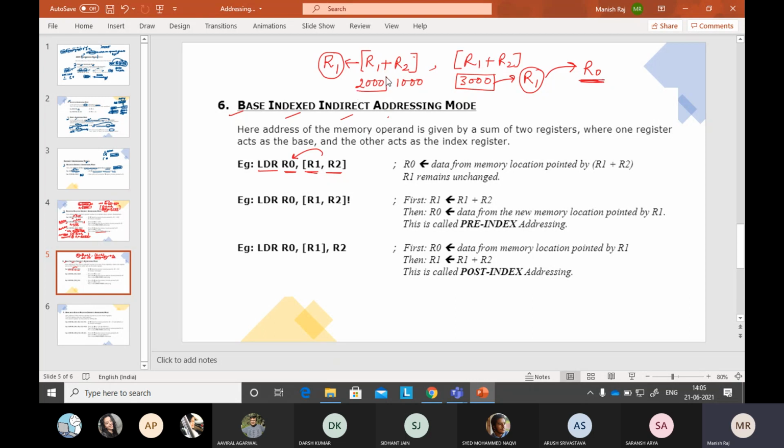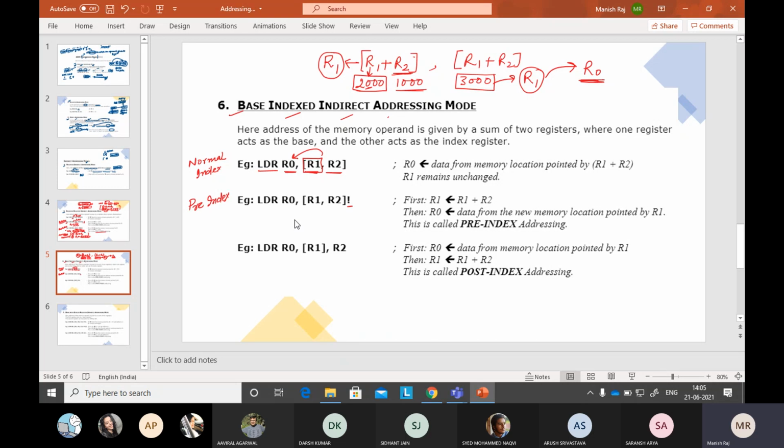Here again the value of this R1 will not change. So this is the normal index thing. Again the value of R1 will not change, so if 2000 is at the start, it will remain 2000. Again the R2 value will be here, any number, so it will change. So the addition will change, but the value will be the same for R1. So this is the first mode. Second mode is the pre-index mode. What is happening? The same instruction is written, but the exclamation sign is there.